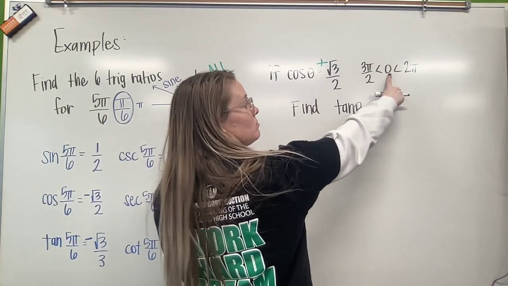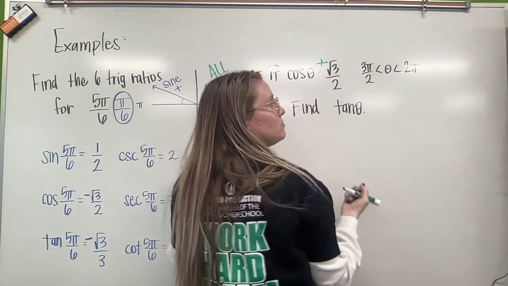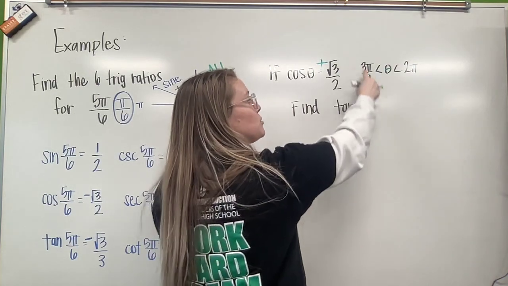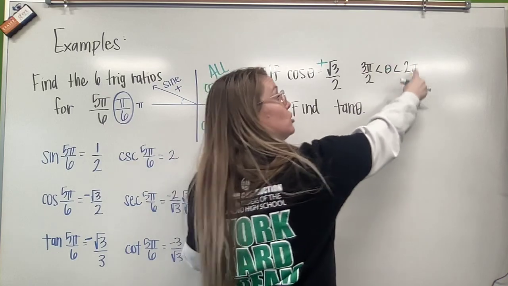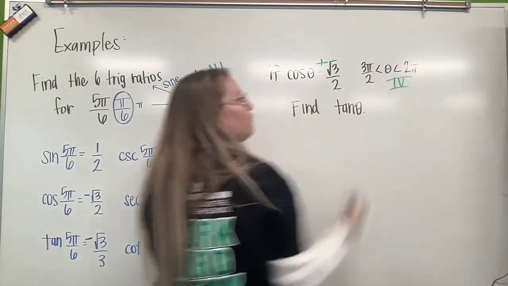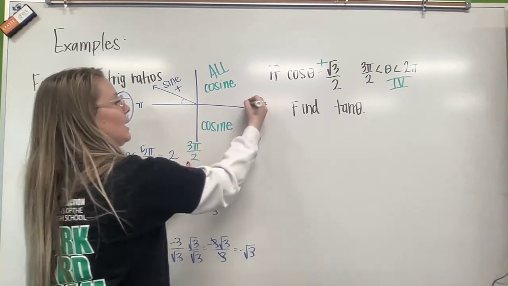Well, this tells me I'm between 3 pi over 2 and 2 pi. That was supposed to be a theta. Now it is. My angle's between 3 pi over 2 and 2 pi. That's telling me we're in the fourth quadrant. Because here's 3 pi over 2, and here's 2 pi.